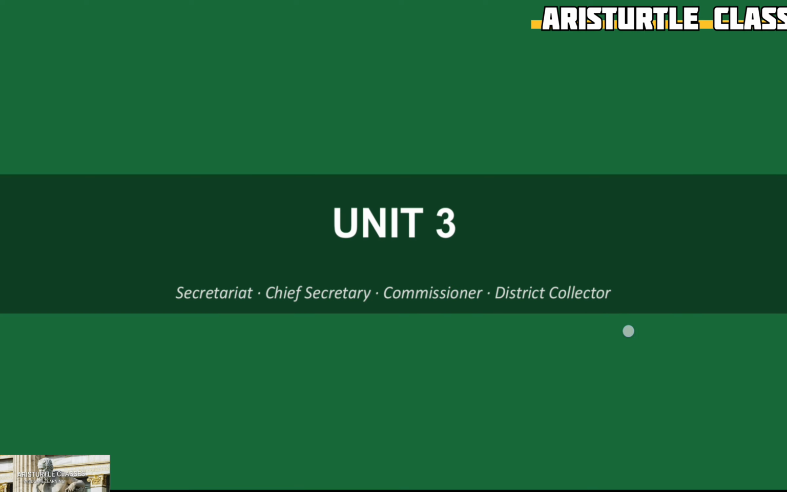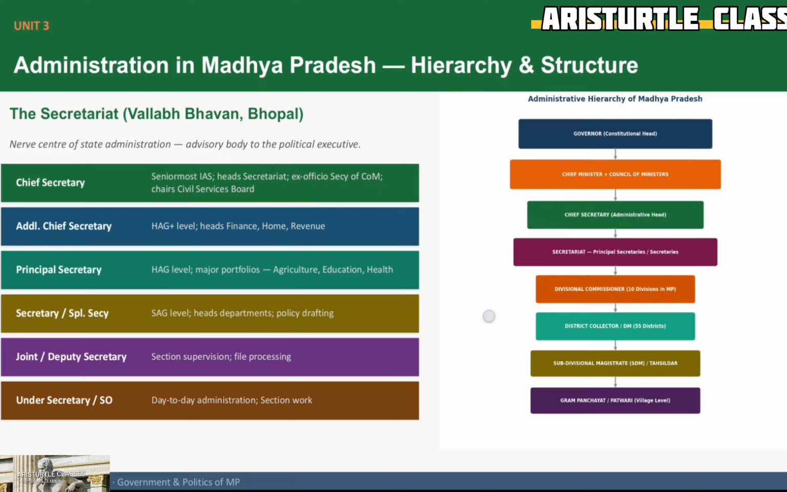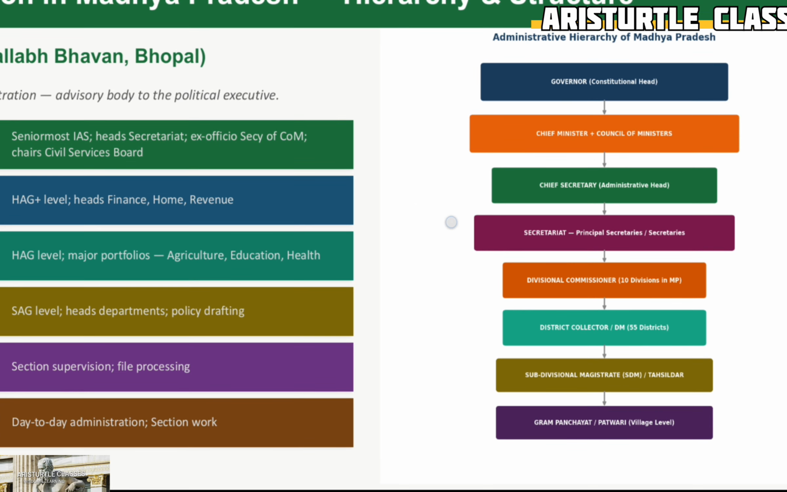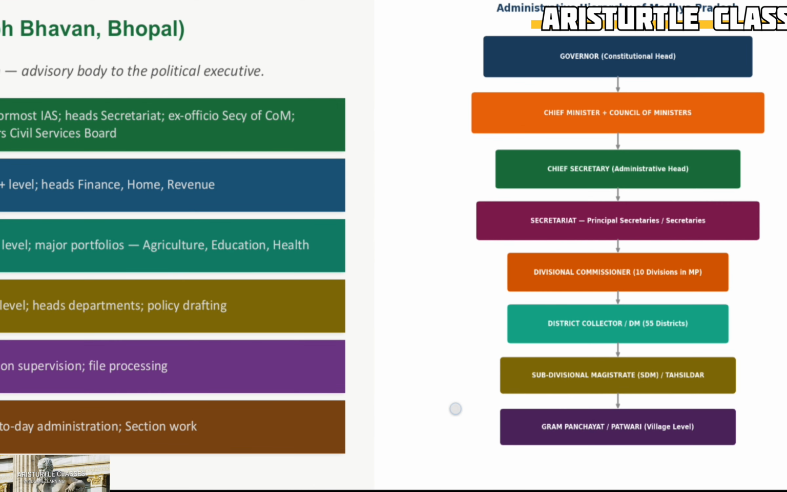Now talking about the administrative structure of the MP, like how the bureaucracy gets its structure and how it performs. So at the top, we have the senior-most IAS officer who remains the chief secretary. First of all, let's try to understand the administrative hierarchy. On the top, we have the governor, then the chief minister with the council of ministers, COM, then the chief secretary, then principal secretaries and secretaries, then divisional commissioners. We have 10 divisions, so we have 10 divisional commissioners in MP.